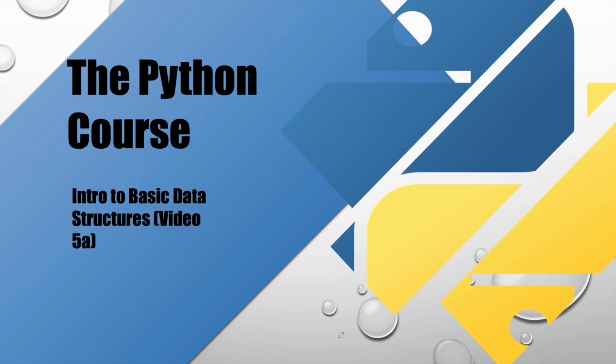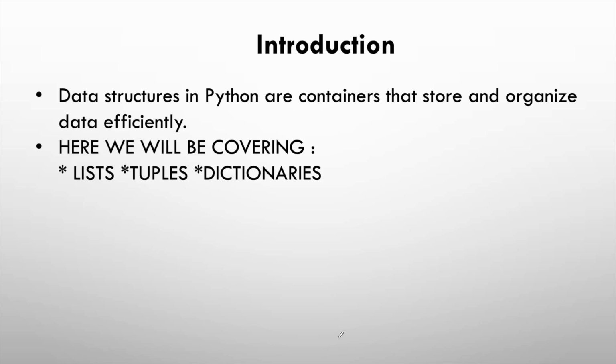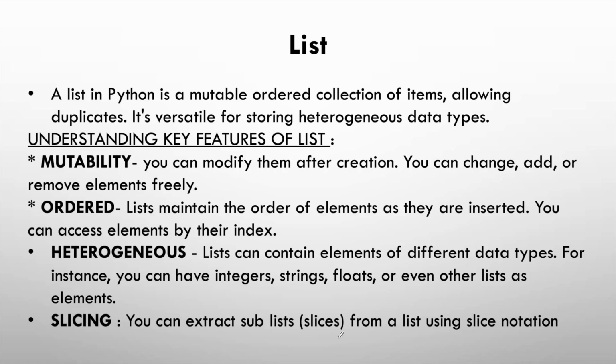So in this video, we're going to get an intro to basic data structures. Data structures in Python are containers that store and organize data efficiently. In this video, we'll be discussing three types of data structures, namely lists, tuples, and dictionaries. First, we'll start with lists.